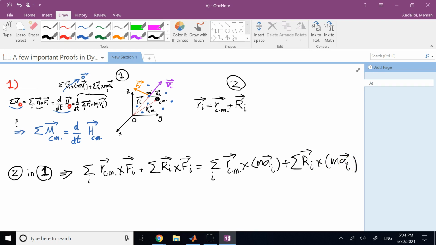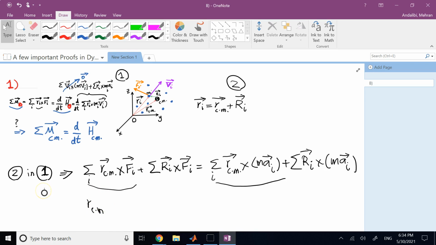Okay, so that's what you get so far. Now, let's see how we can do some simplification. So you know here in these two terms, RCM is a constant. It does not depend on the summation index i. So I can bring it out and write it as RCM.